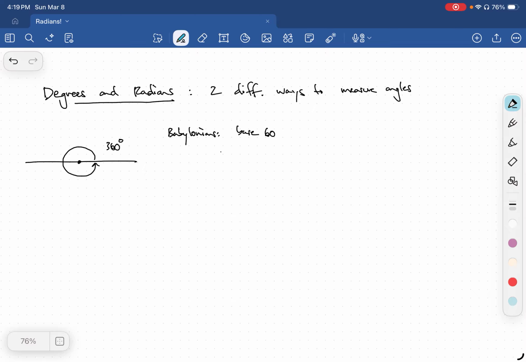So if you think about taking a circle and cutting it up into different portions, like equilateral triangles of sorts, that would look like that. Each of these would be 60 degrees, and that makes 360 degrees. And so that kind of makes sense.